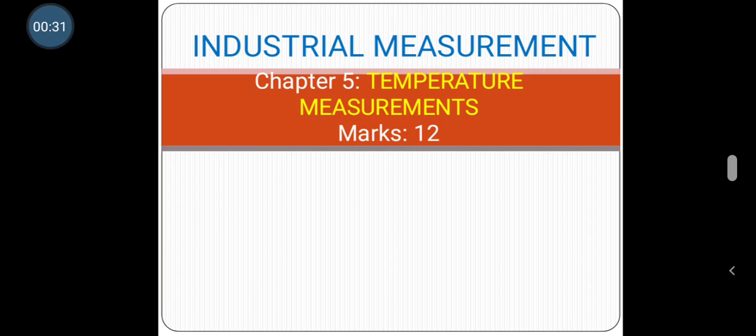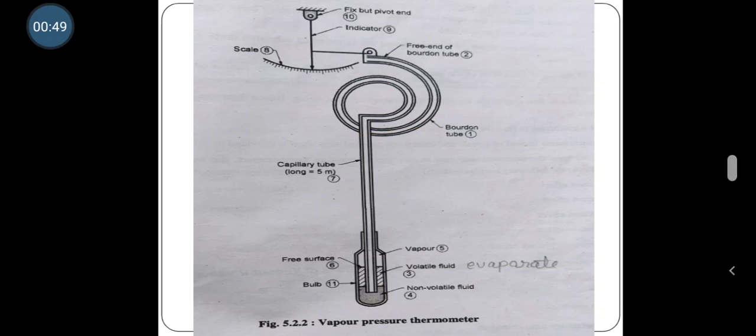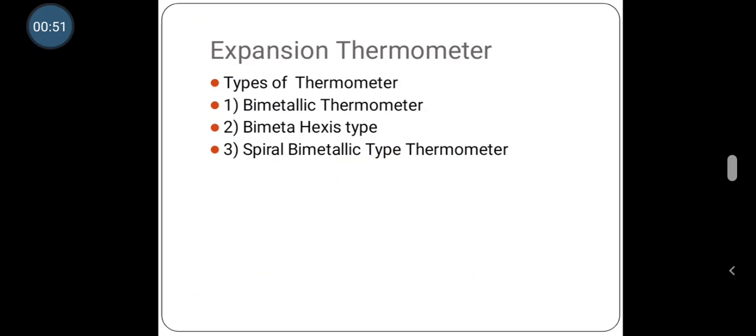Then we studied temperature scales and conversion, temperature and its unit, and lastly the advantages, disadvantages, and applications of the vapor pressure thermometer. In this video, we are going to study the expansion thermometer and the thermistor. So let's start.